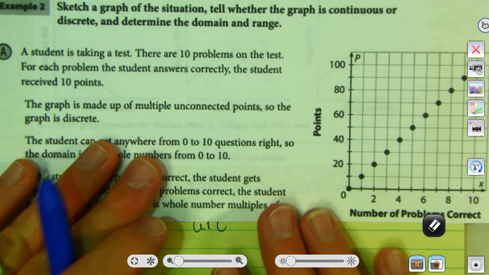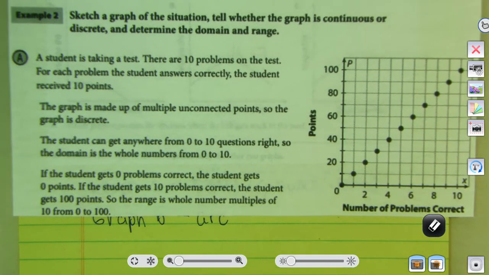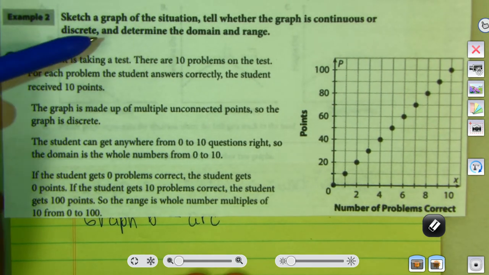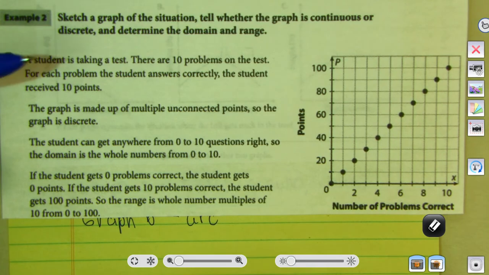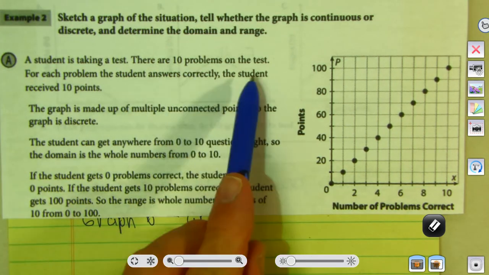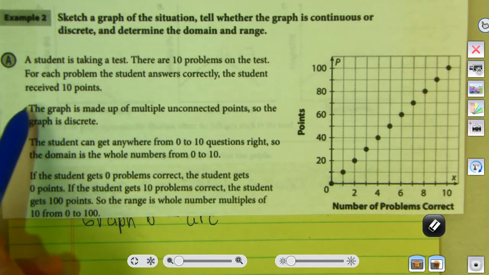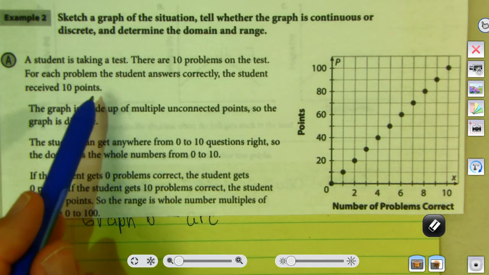So this is a graph. Let me read to you and explain to you what this is a graph of. This is a student taking a test. This could actually be you today taking your quiz. And there are 10 problems on this test. And for each problem the student answers correctly, the student receives 10 points.